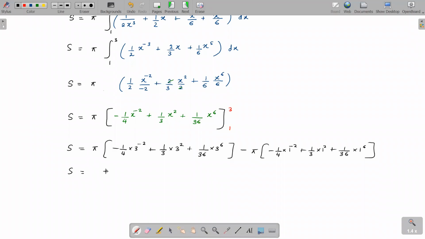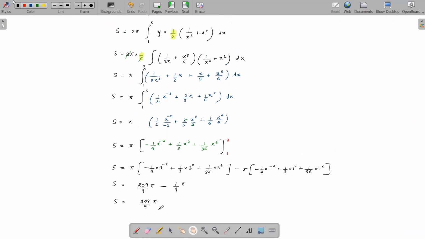This is 209 over 9 pi, minus this one is 1 over 9 pi. So basically I get my surface area as 208 over 9 pi. So this is my surface area. Okay.